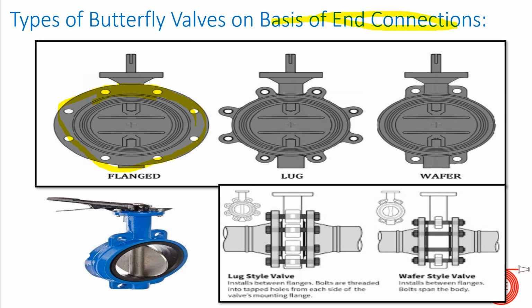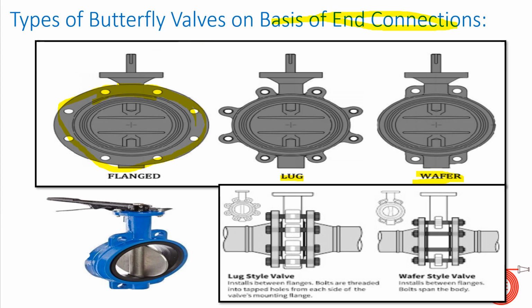So next is the lug type butterfly valve. Suppose you have space constraints and your pipe size is from DN40 to DN150, we go for the lug type or wafer type. They are available up to class 150, 250, 300. There is no issue with pressure temperature rating. We can easily get pressure temperature rating of lug and wafer type in the market.